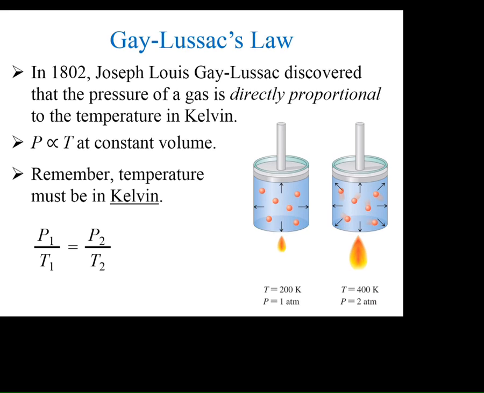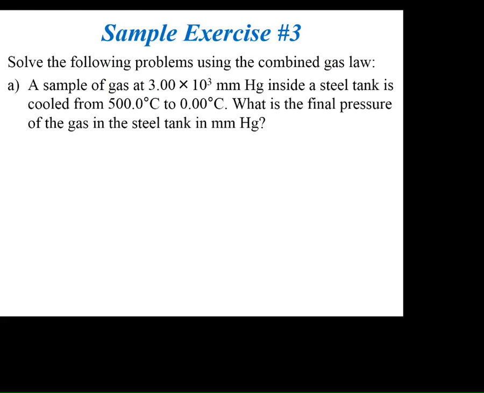Okay, well, let's just try another basic one. I think we're kind of getting the hang of this. Mostly all it is is rearranging the equations and making sure the units are all the same so they cancel. There's not a whole lot to it. So let's try this one. A sample of gas at 3.00 times 10 to the third millimeters of mercury is inside a steel tank. So it's in a steel tank, which basically means its volume won't change. And it's cooled from 500.0 Celsius down to 0.00 Celsius. What is the final pressure of the gas in the steel tank?